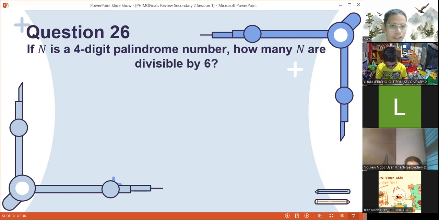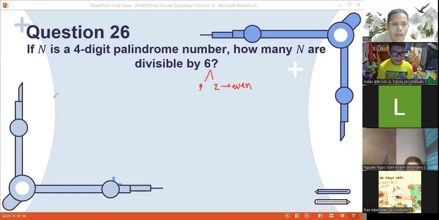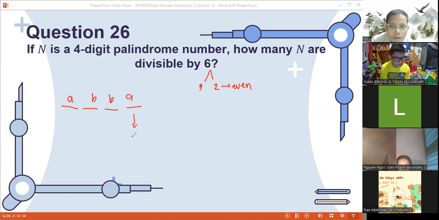If n is a 4-digit palindrome, how many ways n are divisible by 6? So this is 3 and 2, right? So it should be even. So n is a 4-digit palindrome number. This one here is a palindrome if you have A, B, B, A, right? So the value of A could be 2, 4, 6, and 8, right?